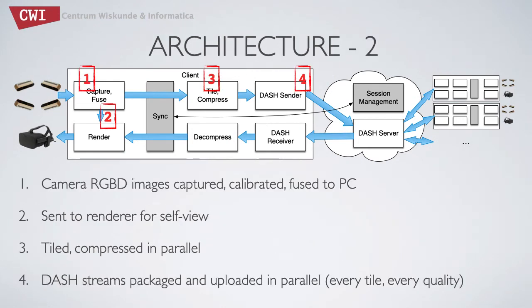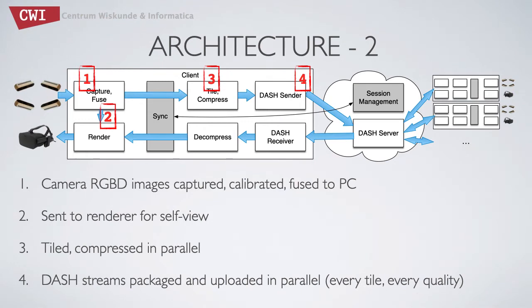If we look at the client picture in a bit more detail, we can see that the top part is the transmission chain and the bottom part is the reception chain. So let's first go to the transmission chain. At 1, our capturer captures the images from 4 RGBD cameras, aligns them, fuses them, and outputs point clouds. These point clouds go to 2 places.